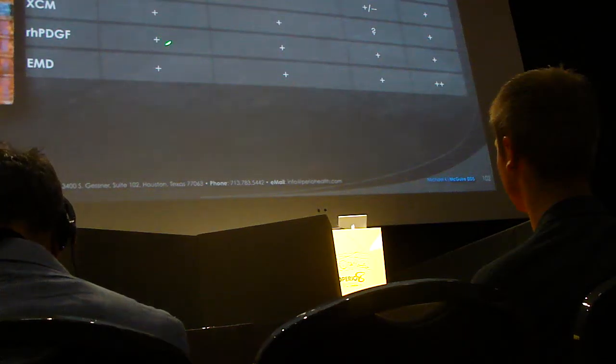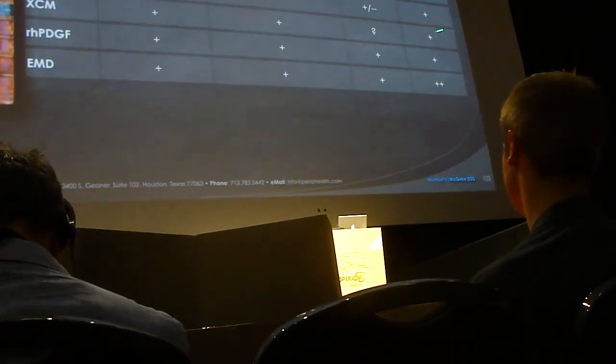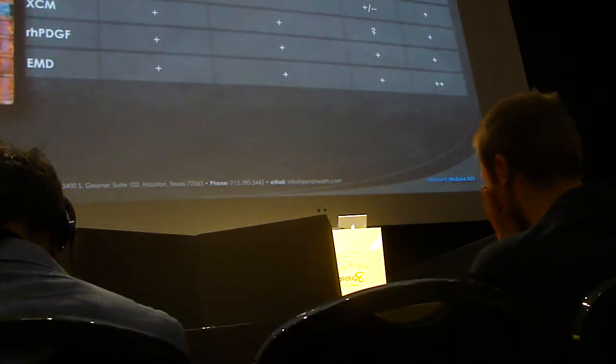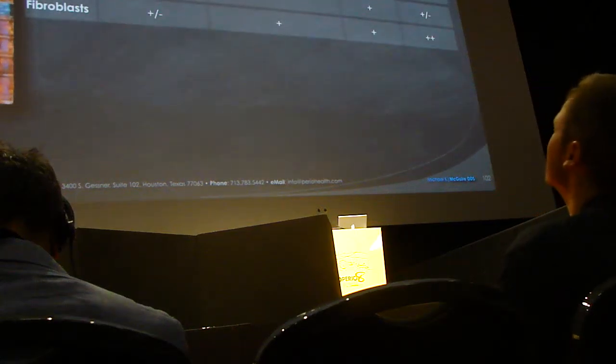And PDGF, clinical outcomes positive, patient-related outcomes positive, does create periodontal regeneration, stable out to at least 5 years. EMD, positive clinical outcomes, positive patient-related outcomes, will create regeneration on root surfaces, and we know it's stable out to at least 10 years. How about papilla augmentation?